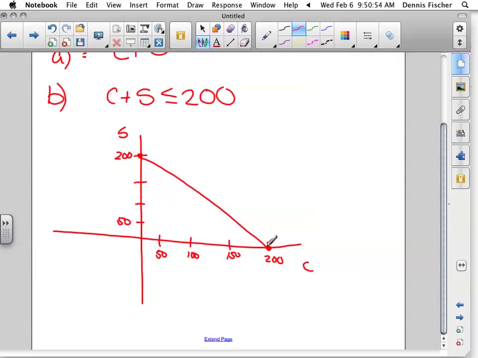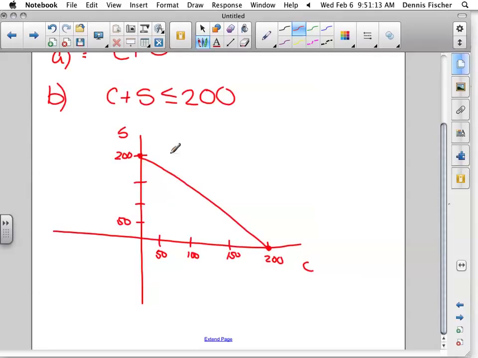Now I do have to shade. Now how do I determine what side to shade? It can't be more than 200. It has to be less than. I always try a point. Now the easy point to try right here is 0, 0, right? 0 plus 0 is? 0 is less than 200.